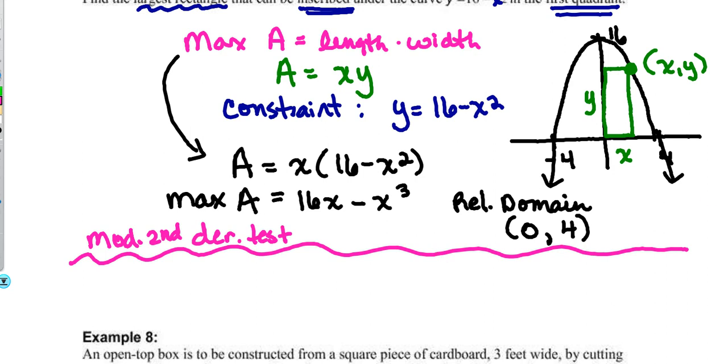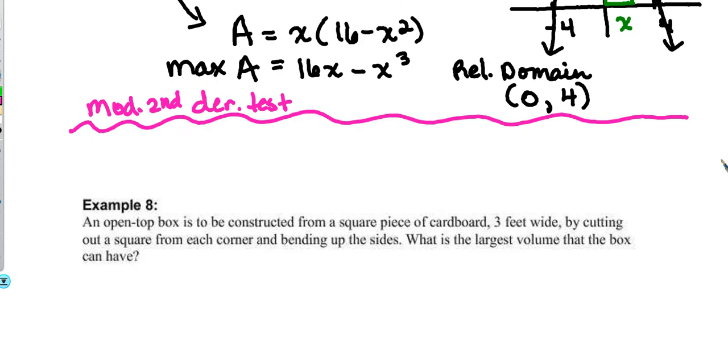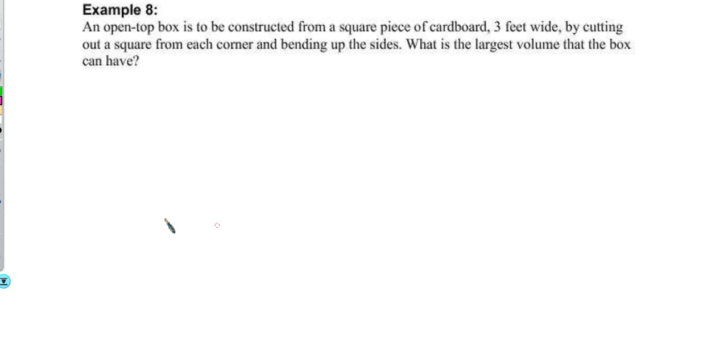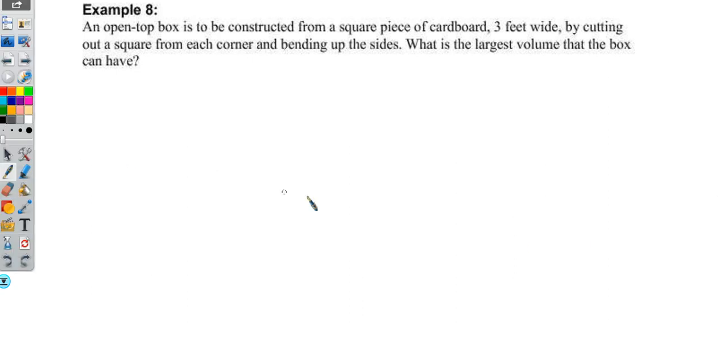And then we will check that in class next time. All right, now let's look at example 8. And let's talk about the setup for example 8.